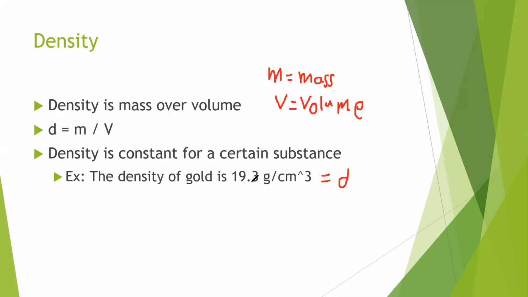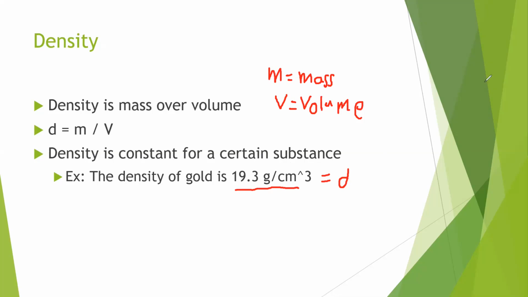So D equals 19.3 grams per centimeters cubed. For any gold, no matter how big or how small the gold pieces are, it's going to have constant density. So the density of gold would always be 19.3 grams per centimeter cubed. It's never a different value. If it's a different value, it can't be gold. So that's what density tells us. It's one way to see if it's not the object.